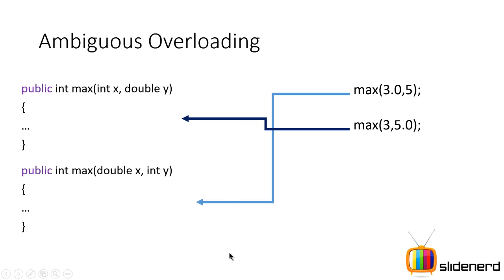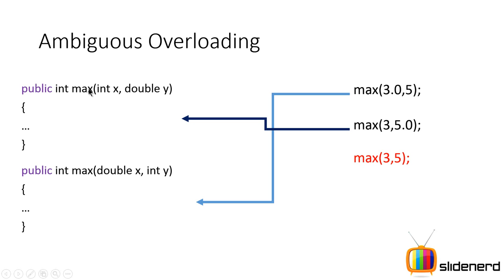But here is the biggest question to you guys. What happens when you put 3 comma 5? What do you guys think about this? Well, is 3 gonna be promoted to a double and this max is gonna get called, or is 5 gonna be promoted to a double and this max is gonna get called? Now this is a compile time error in Java. It's an ambiguous overloading scenario where both the possible methods can be called and the compiler is not sure which one should be executed. Now how to solve this?